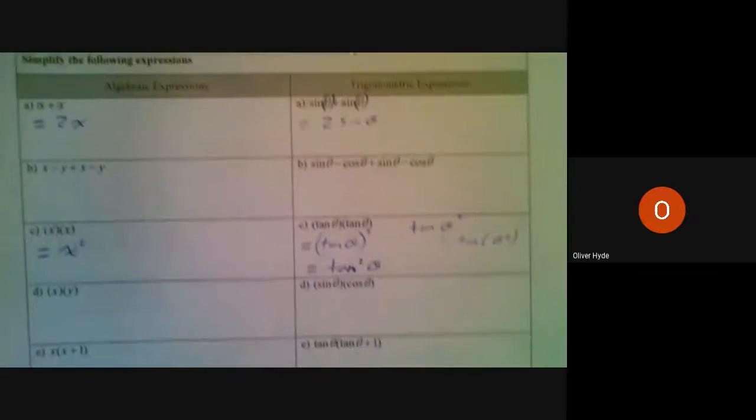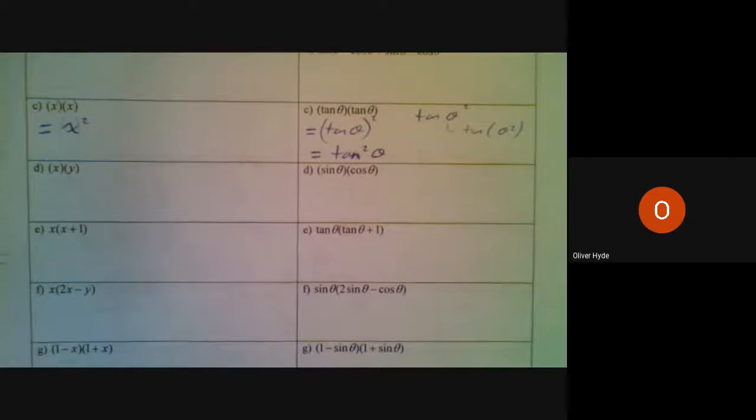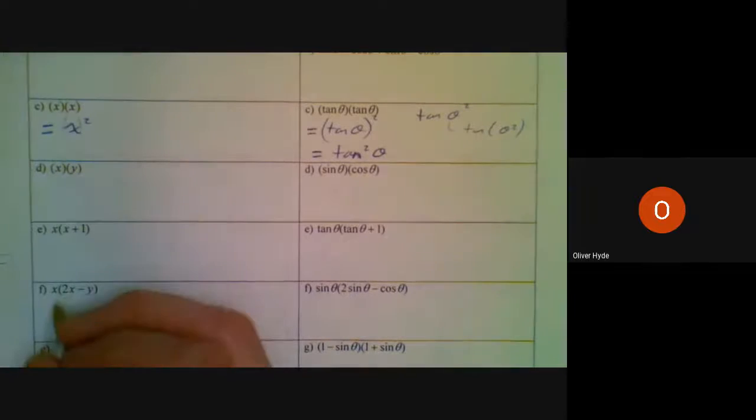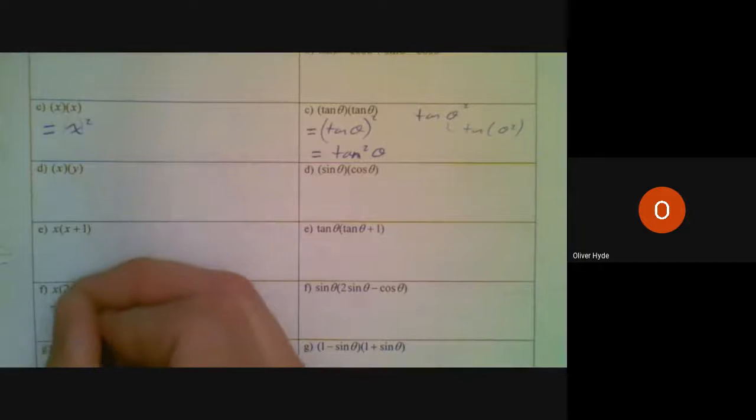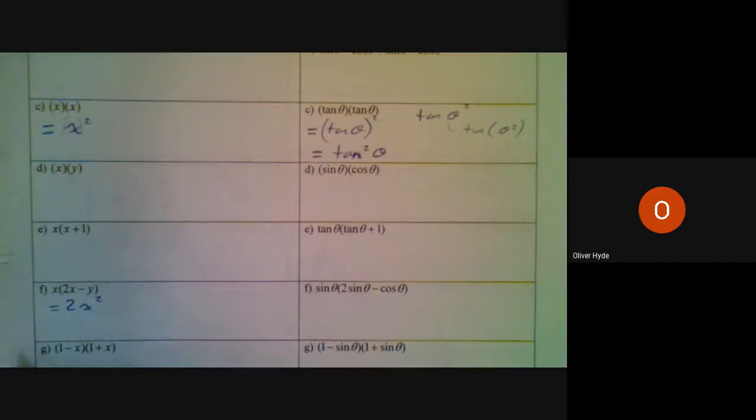Let's, I don't know, skip to, how about F? F algebraically over here, I have x times 2x minus y. I'll do 1x multiplied by 2x. That'll give me 2x to the exponent 2. And then I need to do positive 1x multiplied by negative 1y.